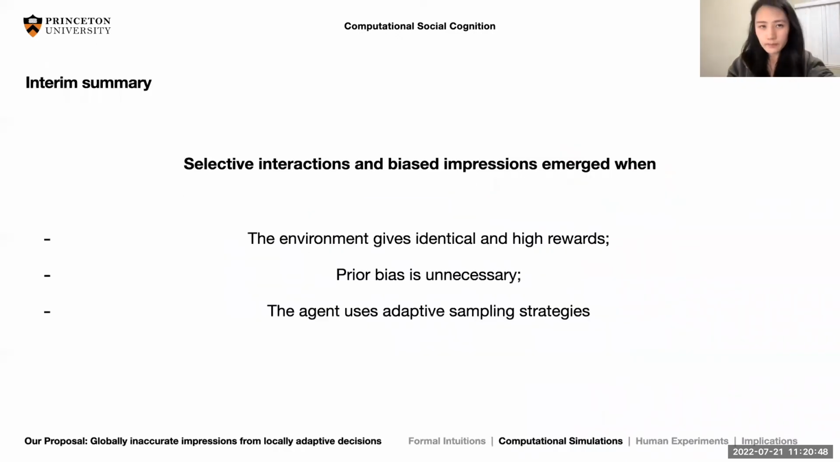All right, just to sum up this model prediction. We found quantitatively that selective interactions and biased impressions emerge when the environment gives high and identical reward, and when the agent doesn't have any prior bias at all, especially when the agent uses the Thompson sampling strategy, not the random sampling. All right, so that's about the model prediction.